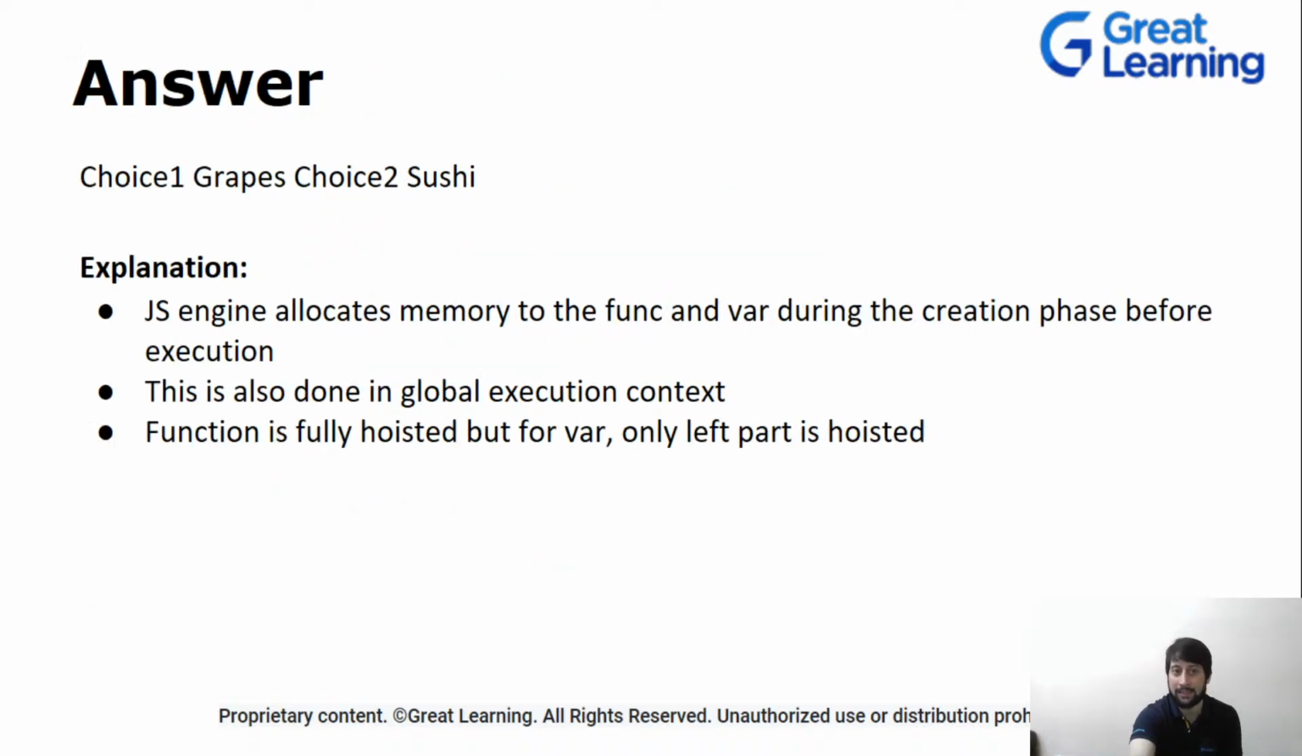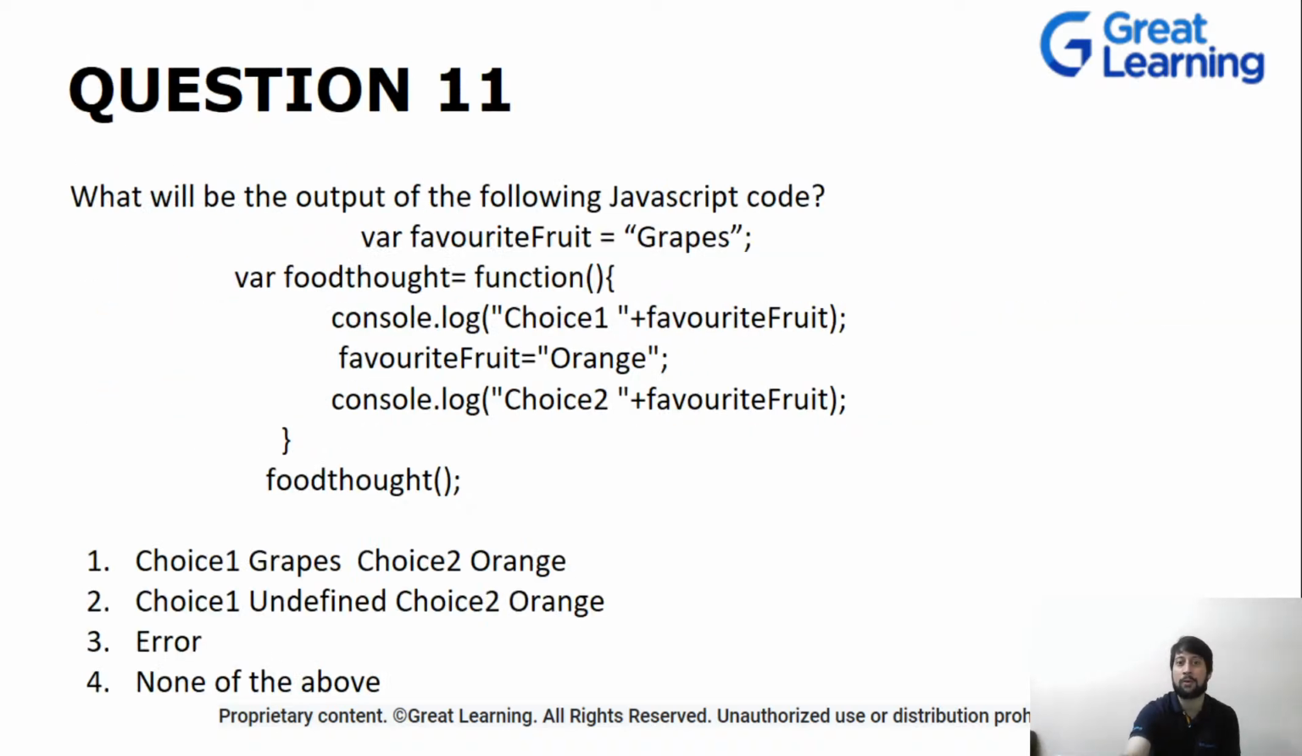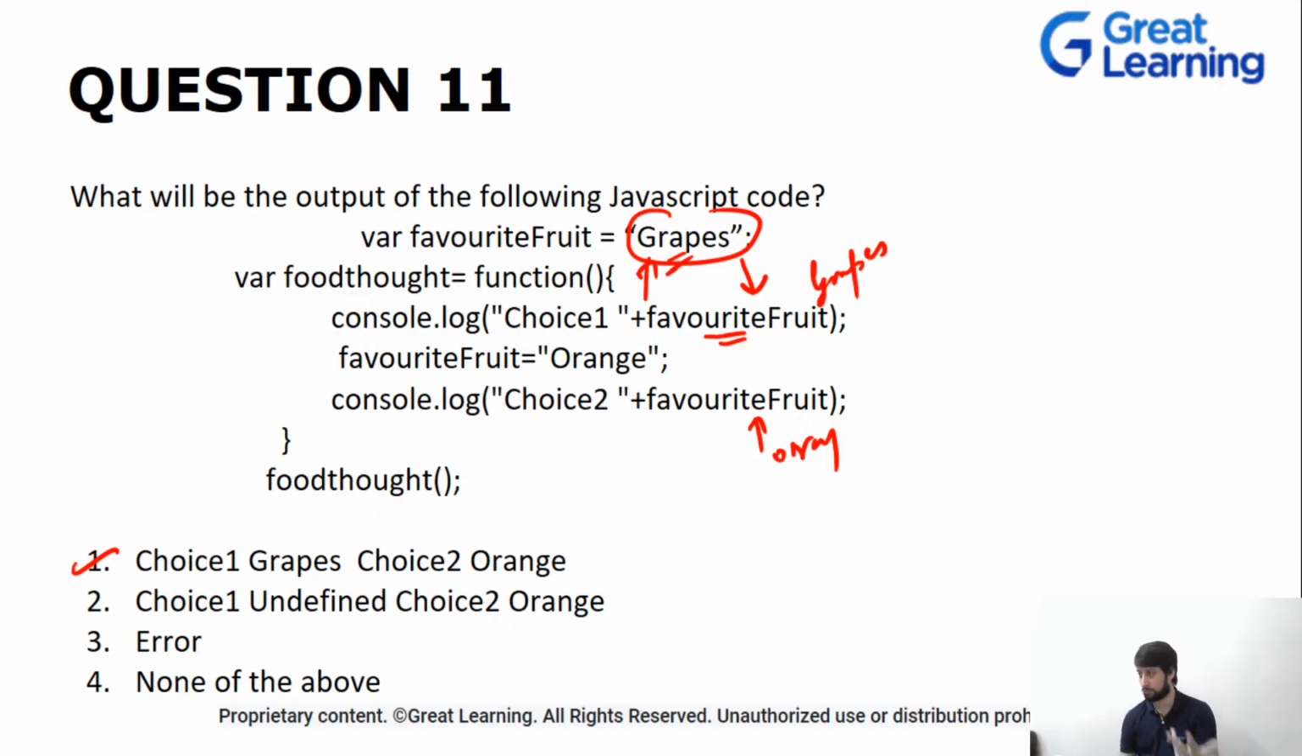So the correct answer is obviously grapes and sushi. Why? Because it has already been defined over here. Every time your left part will be hoisted, but since it has been hoisted and there is a value associated with it, that is this grapes, it will take up this value from the global context. Then you will have grapes, and then since you are updating your variable, you will have oranges. So choice 1 is grapes, and then choice 2 is orange.